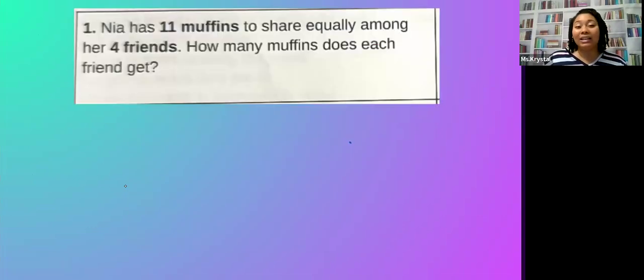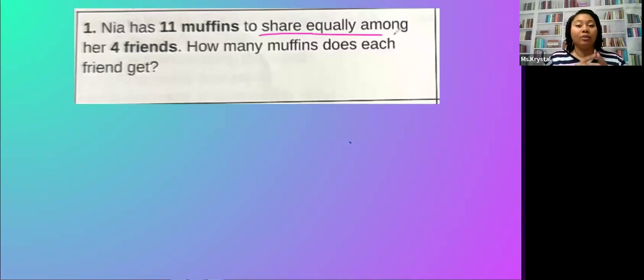Number 1 says Mia has 11 muffins to share equally among her 4 friends. How many muffins does each friend get? The really, really cool words that we're looking for here, share and equally. Those let us know we're taking that 11 and we're splitting it up into 4 groups. And in this case, it's 4 friends. So we're doing 11 divided by 4.